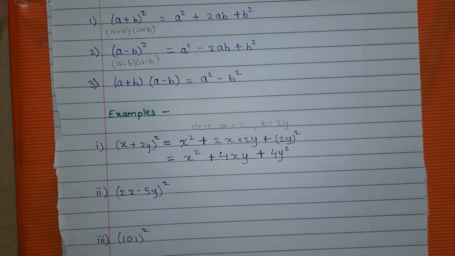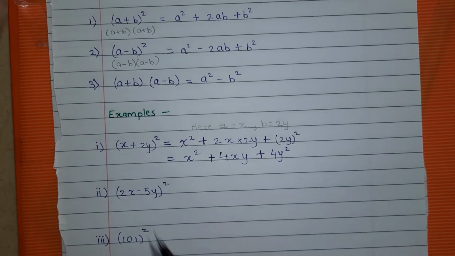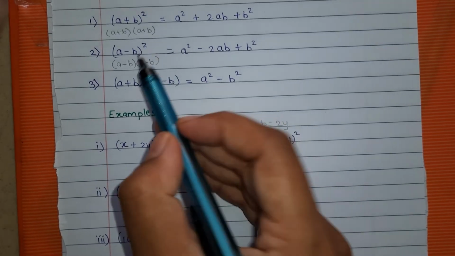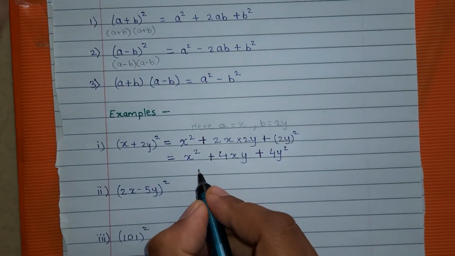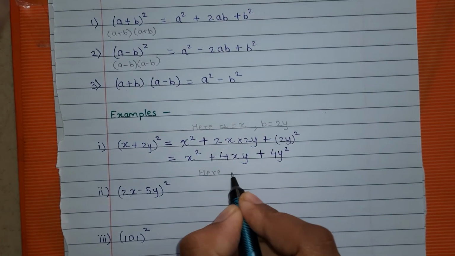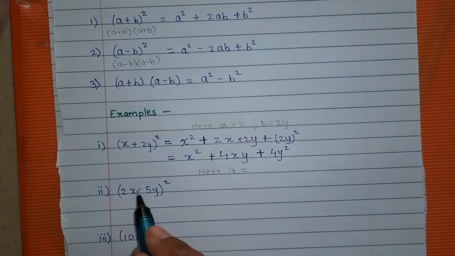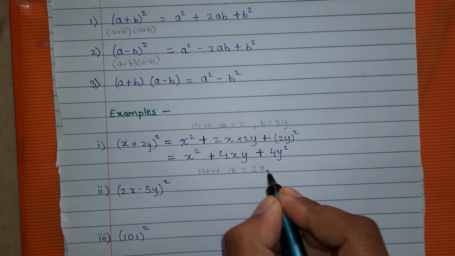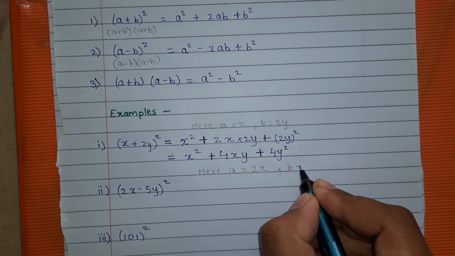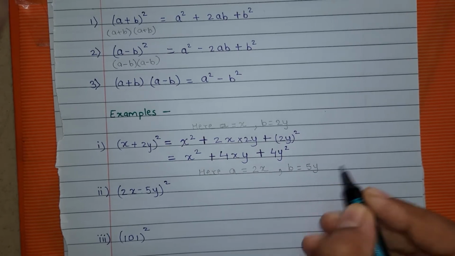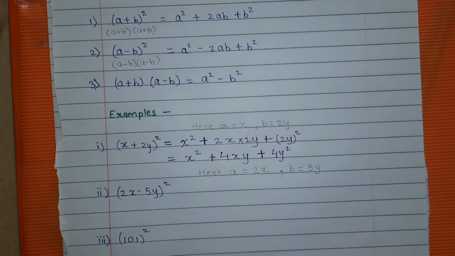Now the second example, (2x − 5y) whole square. Something minus something means this is like the second formula, (a − b). So here what is a? Instead of a, what is there in this question? 2x. a की जगह है 2x and b की जगह है 5y. Instead of a there is 2x and instead of b there is 5y.